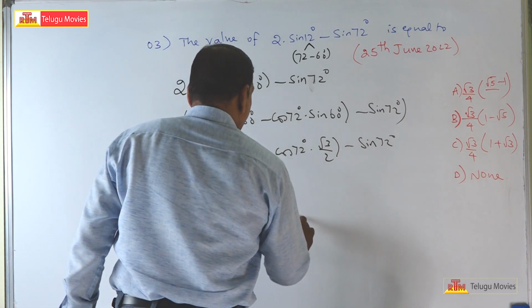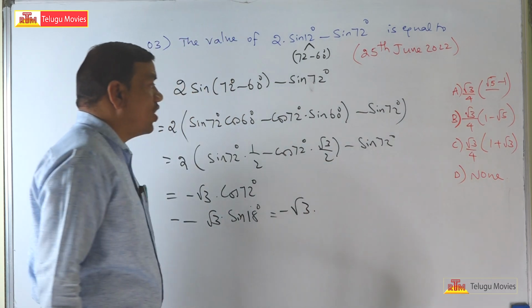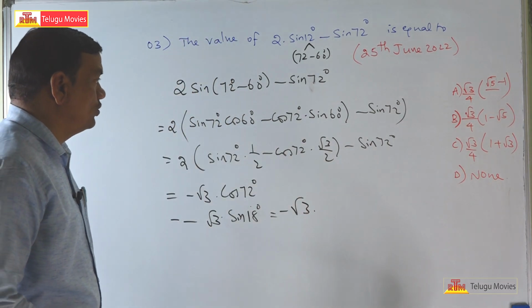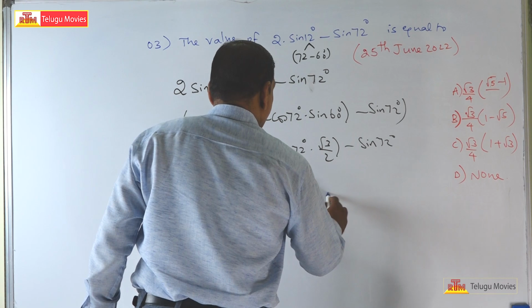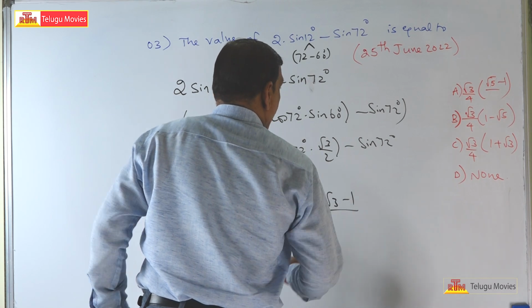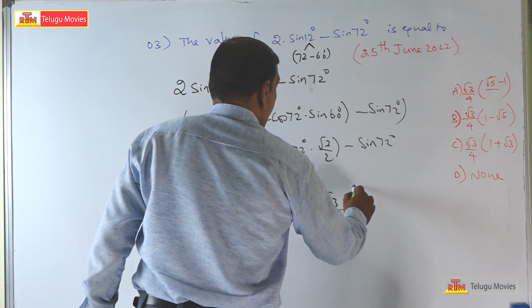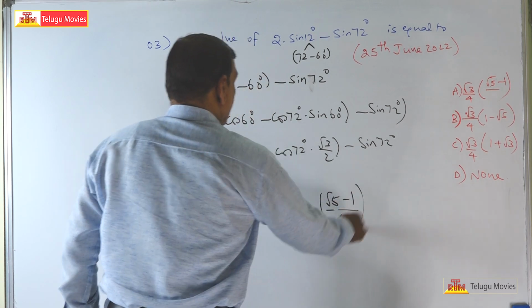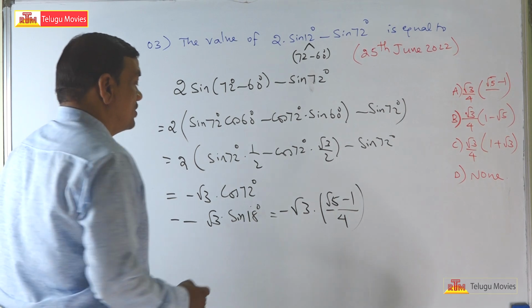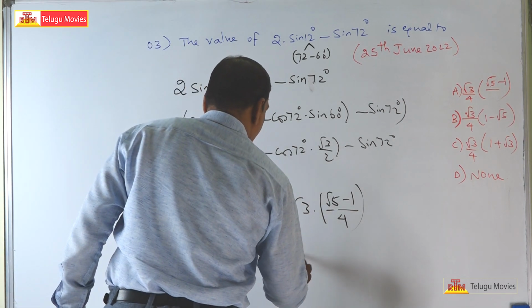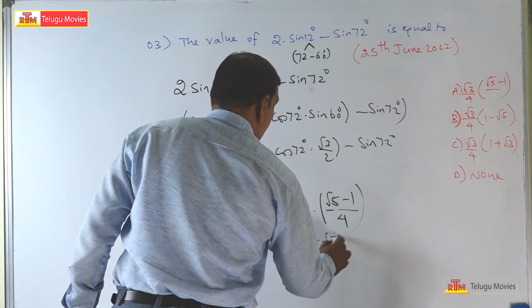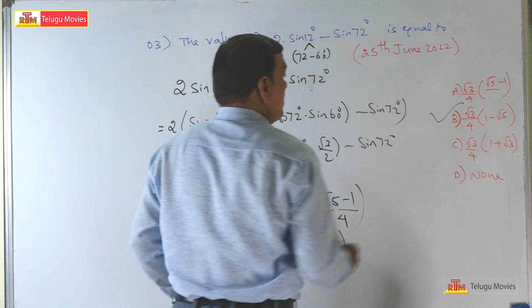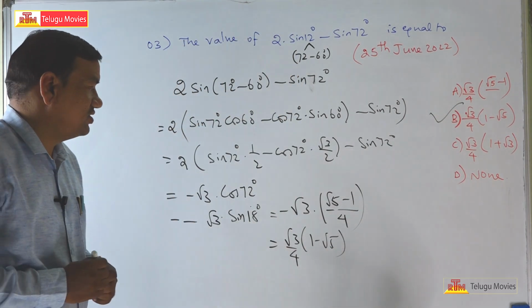So we know the value of sin 18 degrees is equal to root 5 minus 1 by 4. So if you multiply inside, the answer is root 3 upon 4 times (1 minus root 5). So option B is the right answer. Option B is the right answer.